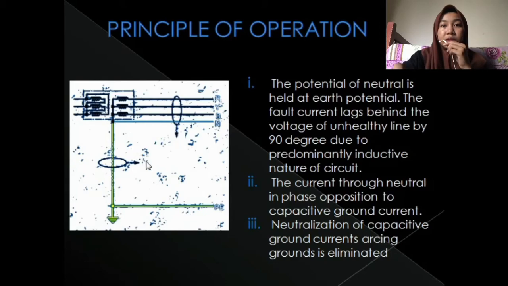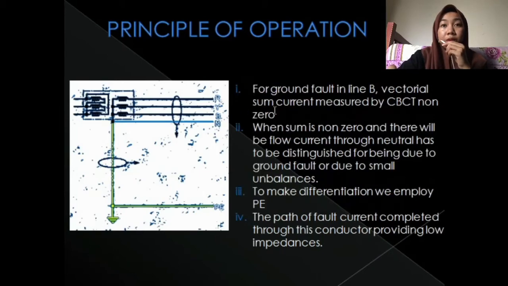Neutralization of capacitive ground current: earthing ground is eliminated. So for a ground fault in line B, the vectorial sum of current measured by the CBCT is non-zero. When the sum is non-zero, there will be current flowing through the neutral, which has to be distinguished as being due to a ground fault or due to a small unbalance.